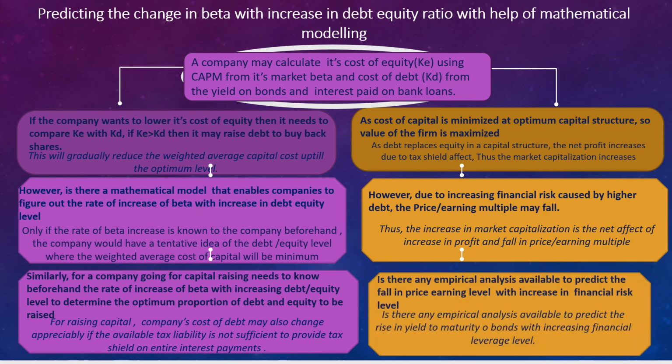Is there an empirical analysis available to predict the fall in price earning level with the increase in the financial risk level? Is there any empirical analysis available to predict the rise in yield to maturity of bonds with increase in the financial leverage level?